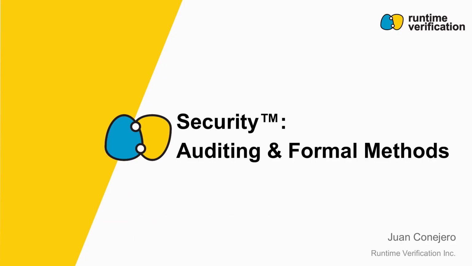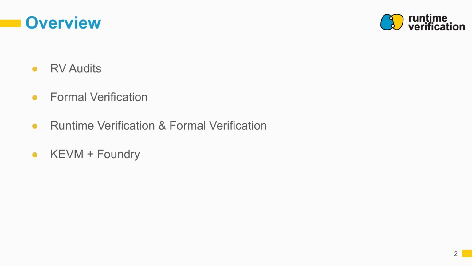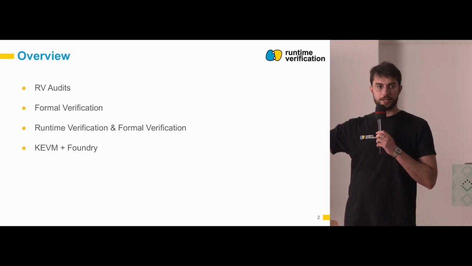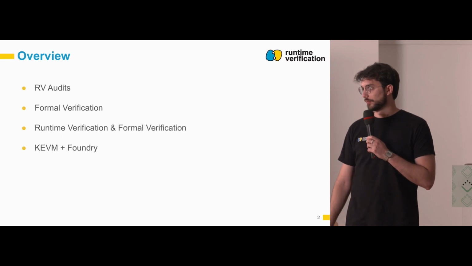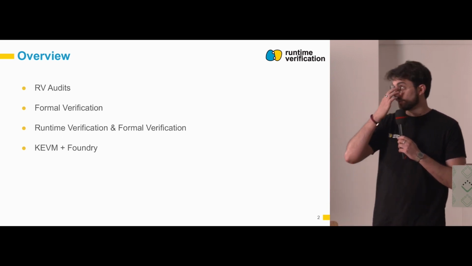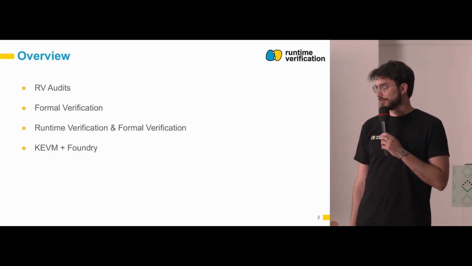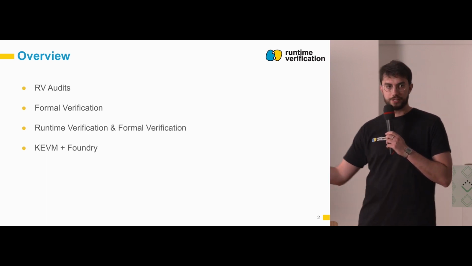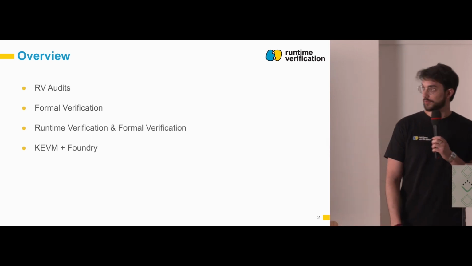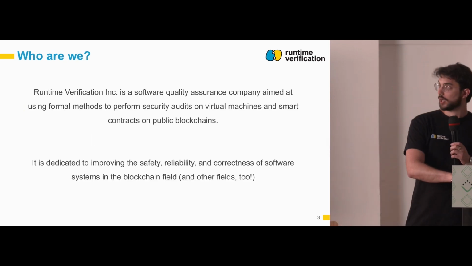And today I'm going to talk about the work regarding security that we do at Runtime, so auditing and formal methods. So we'll be basically going through what an audit is like at RV. We'll be giving a brief introduction to what formal verification is, then the history of runtime verification and formal verification, and finally our current approach to formally verify AVM-based smart contracts.